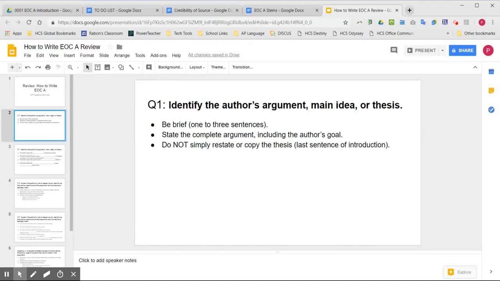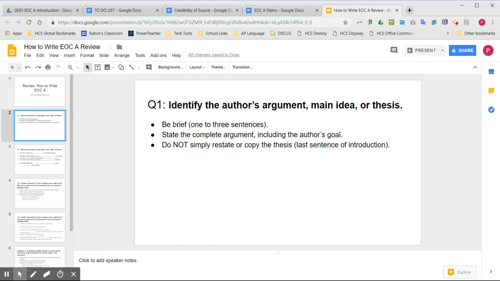Okay, remember, this is the briefest of the 3. Overall, EOC A is a short piece. It's only supposed to take about 30 minutes for you to read the article and respond to all 3 questions. So be brief, 1 to 3 sentences. All right. Make sure you state the complete argument, including the author's goal.